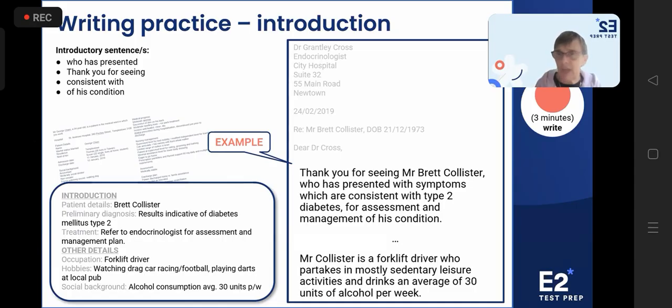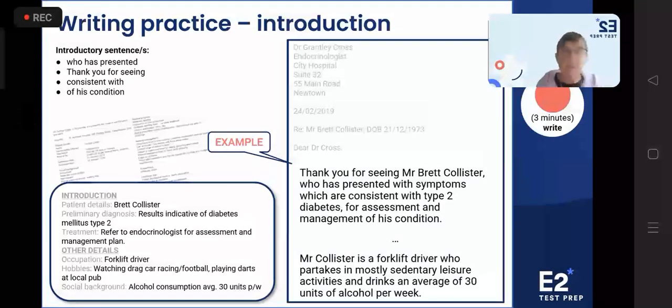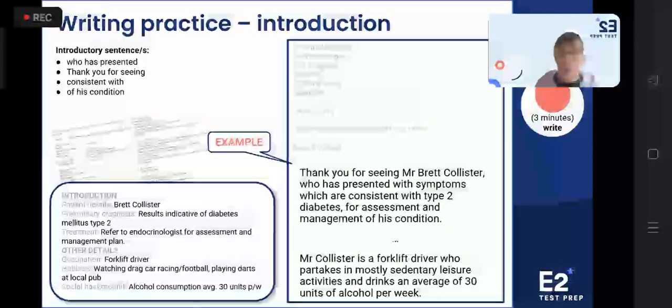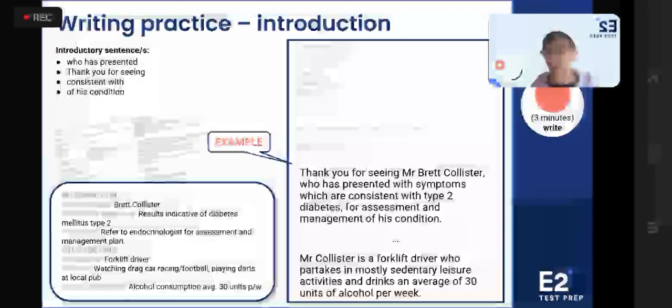Alrighty. Discharge letters. Don't write that for a transfer letter. It's only any good for a referral letter. Okay. Thank you for seeing Mr. Collister, who has presented with symptoms which are consistent with type 2 diabetes. You see, but we've actually got a comma there. For assessment and management of his condition. Alrighty. Well, okay. I don't think it's needed, but commas are a funny thing in English. Now, we didn't focus on the other details, however, and I don't really like this very much.